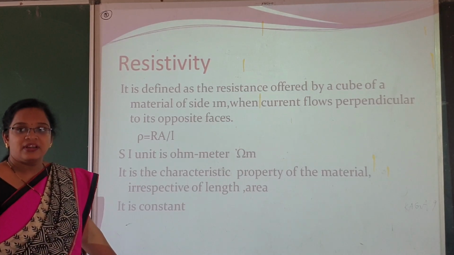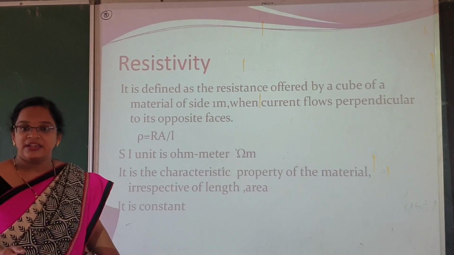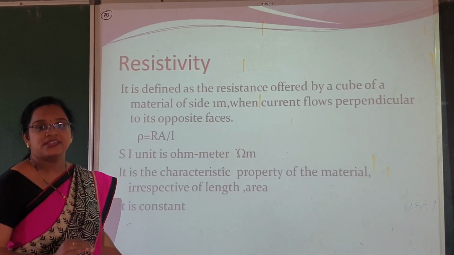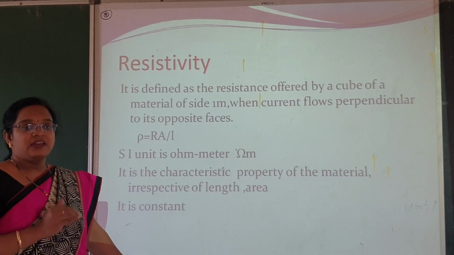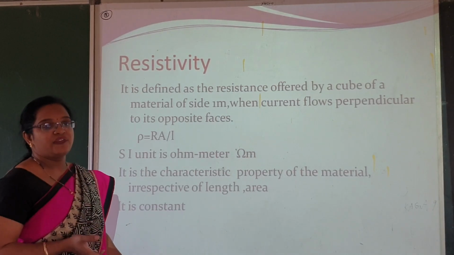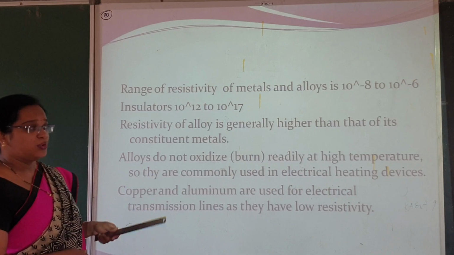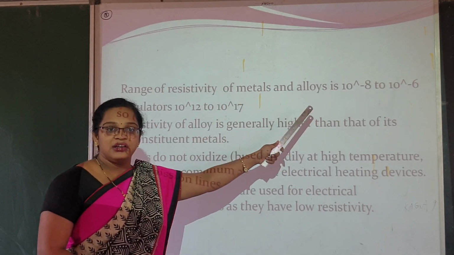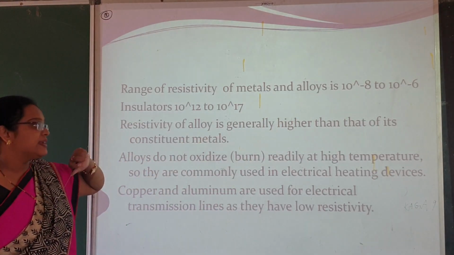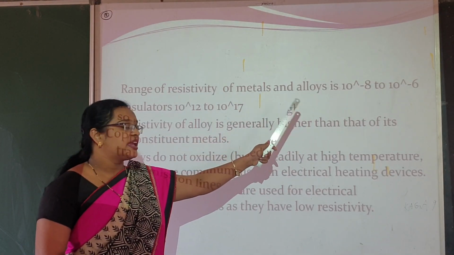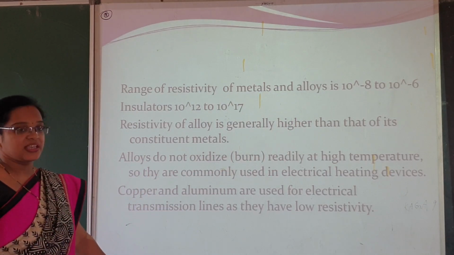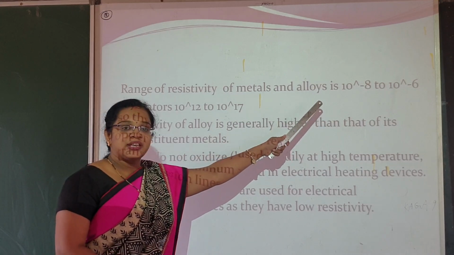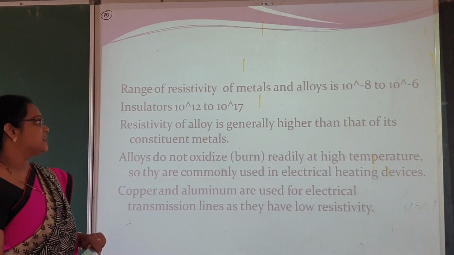Resistivity does not depend on the length of the conductor or on the area of cross section. It is constant for the material. Different materials will have different resistivity. Suppose you take metals and alloys, resistivity varies from 10 to the power of -8 to 10 to the power of -6. Resistivity of all the metals varies from 10 to the power of -8 to 10 to the power of -6.